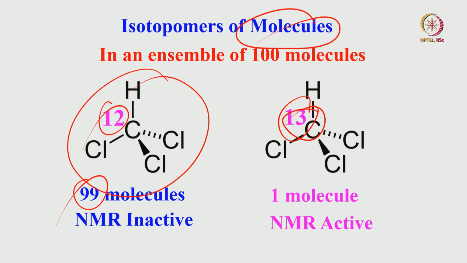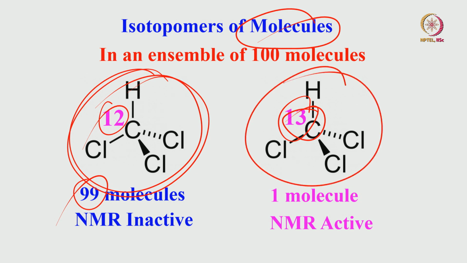That means if I have 100 molecules, 99 molecules will be present with the carbon-12 isotope, whereas only one molecule will be present as the carbon-13 isotope. Remember, 99 molecules will be in the carbon-12 state, and only one molecule has carbon in its carbon-13 state.